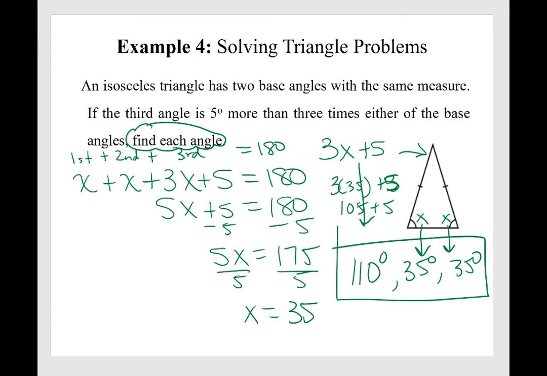Now, when you're done, make sure, add those up. What should they add up to? They should definitely add up to 180 degrees. If they do not, that means you messed up somewhere. So always make sure you're double checking at the end.